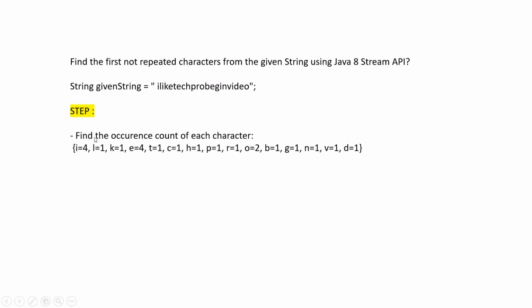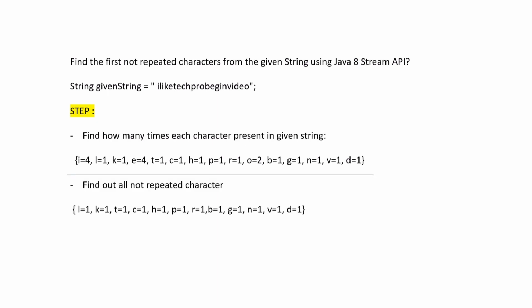So as part of first step I is available 4 times, then we got the occurrence of L only, not the other element. So we need to maintain the order, then only we'll find the first non-repeat. Otherwise if you don't maintain order, we'll get a difficulty to find first non-repeated character. So for first step we got the occurrence of each character. As part of next step, find out all non-repeated character. So in next step we got all characters which are available single time. So here we got the map like a key value pair. Key is a character and a value is the occurrence of that character.